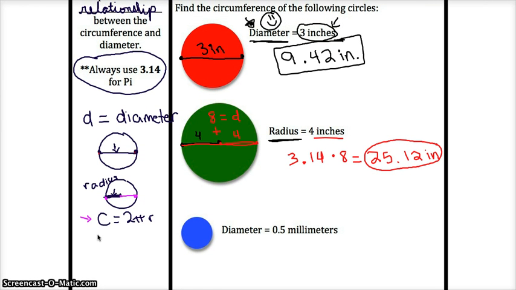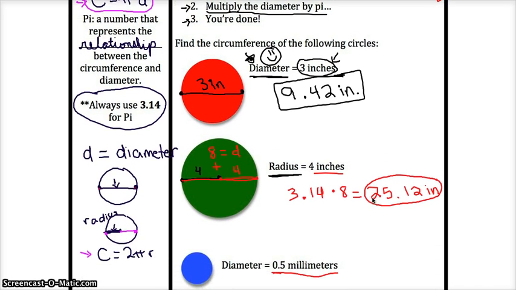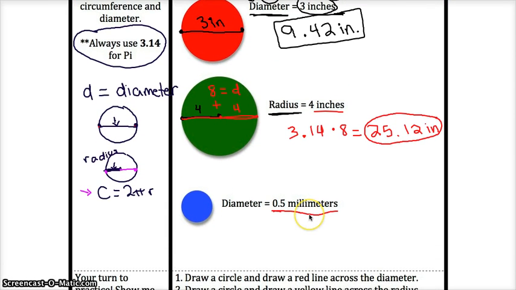The blue circle tells us that the diameter is 0.5 millimeters. So that's all we need to know. Remember, going back to our directions, find the diameter, multiply the diameter by pi, and we're done. So the diameter is 0.5. So using our formula, C, circumference, equals pi, this is the symbol for pi, times diameter. So C equals 3.14, because we know pi is 3.14, times the diameter, which is 0.5.